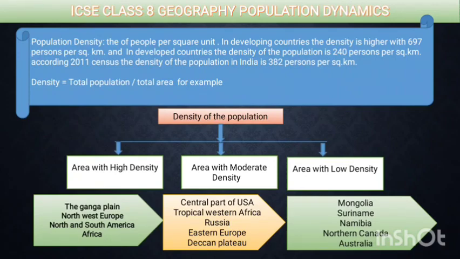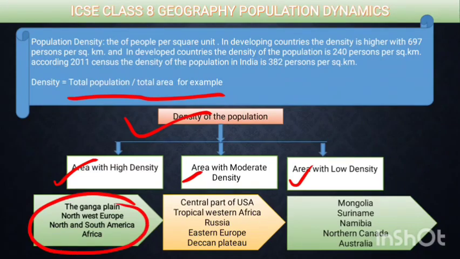The formula of population density is total population divided by total area. Density of population is divided into three parts: the area with highest density, area with moderate density, and area with low density. Area with high density means the number of population is very high per unit of area. The Ganga Plain, Northwest Europe, North and South Africa are the highly densely populated regions.